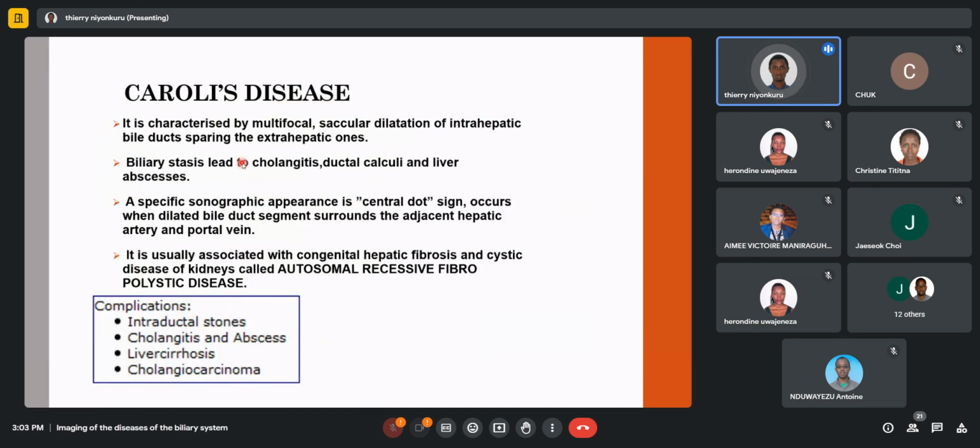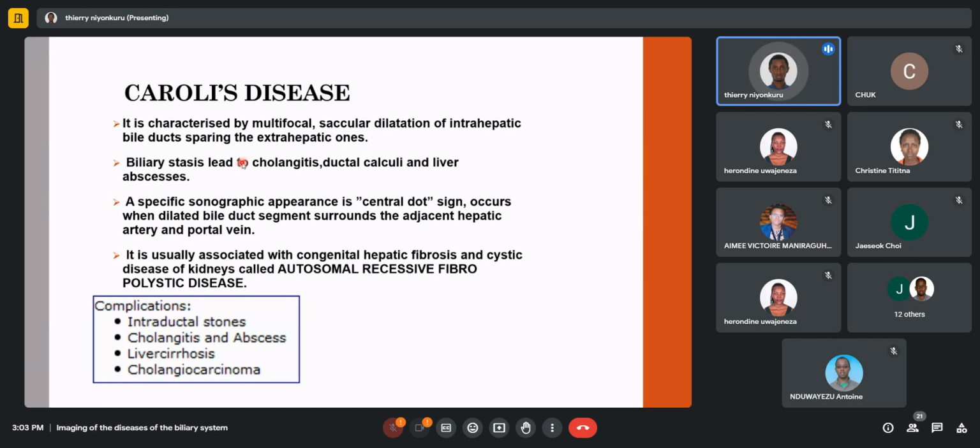We have Caroli disease, which is characterized by multifocal circular dilatation of the intrahepatic bile duct, which spares the extrahepatic duct. So when there is biliary stasis due to this dilatation of the duct, it can lead to cholangitis, ductal calculi, and liver abscesses.